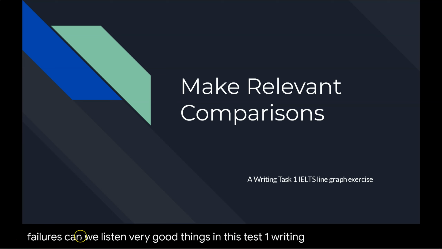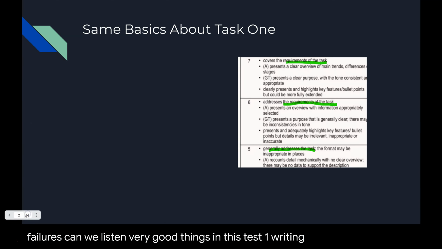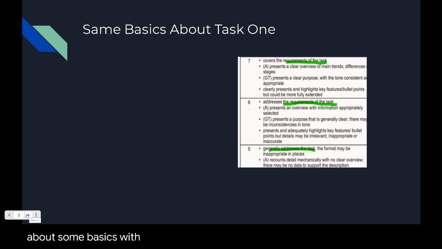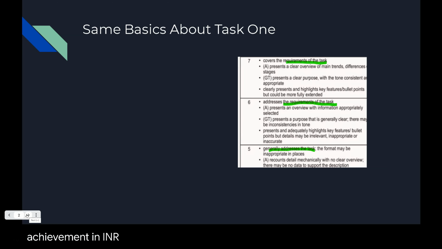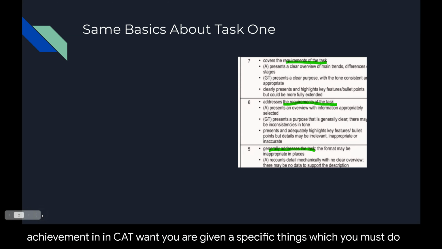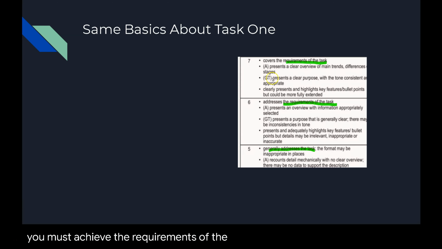Okay, so let's talk about some basics with Task 1. Now, there in that picture, that's band 5, 6, and 7 for task achievement. Not task response, task achievement. In Task 1, you're given some very specific things that you must do. You must achieve the requirements of the task. It shows up in several places.